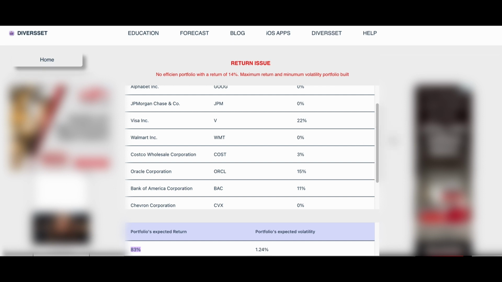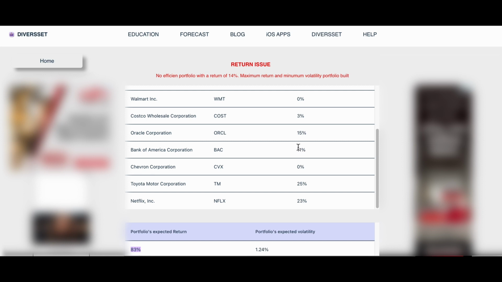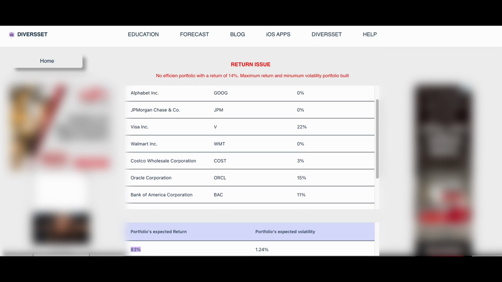So thank you very much for watching my express tutorial. This is how you can minimize your portfolio loss and maximize your expected return by allocating your selected stocks in the portfolio. Thanks a lot.